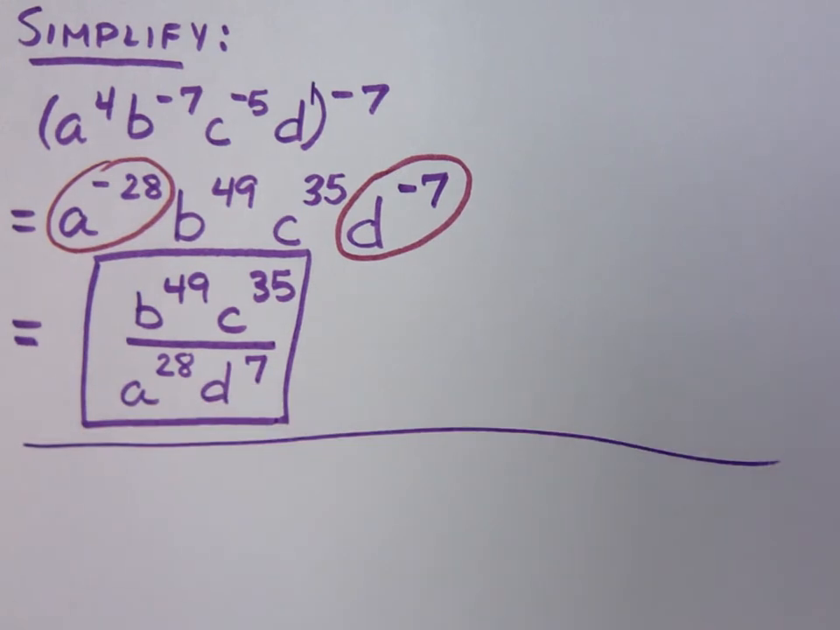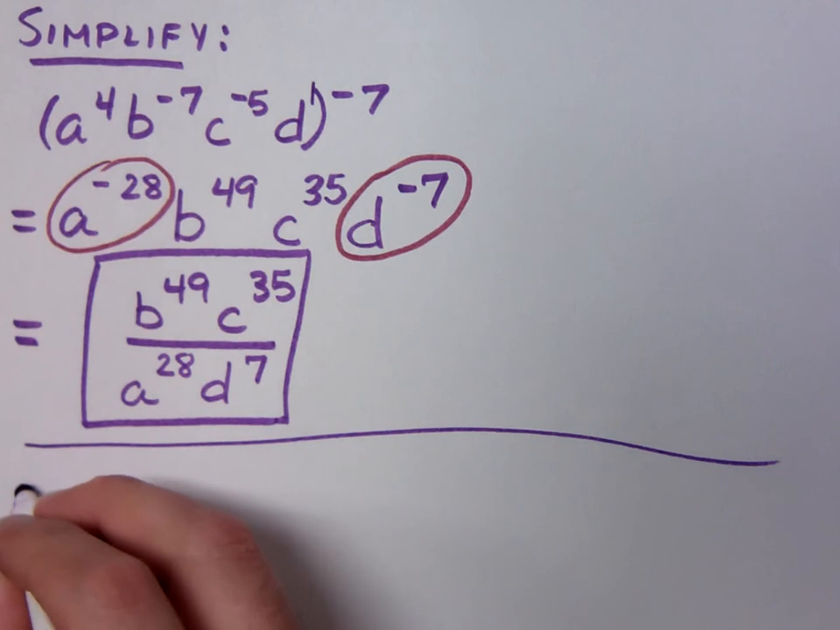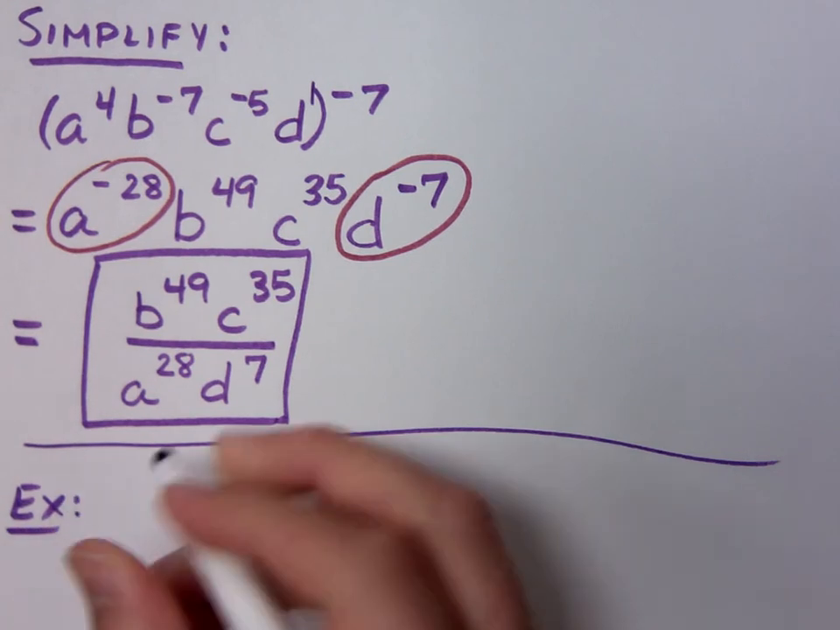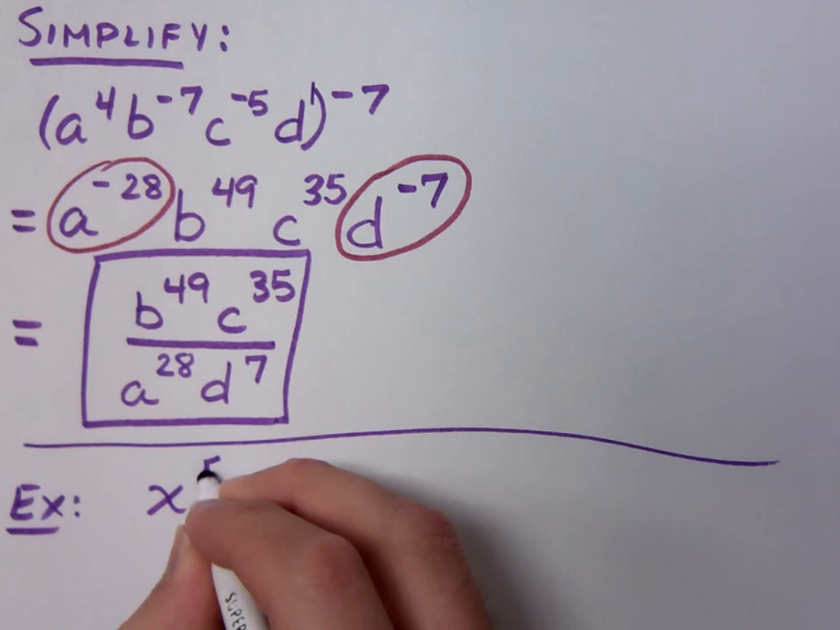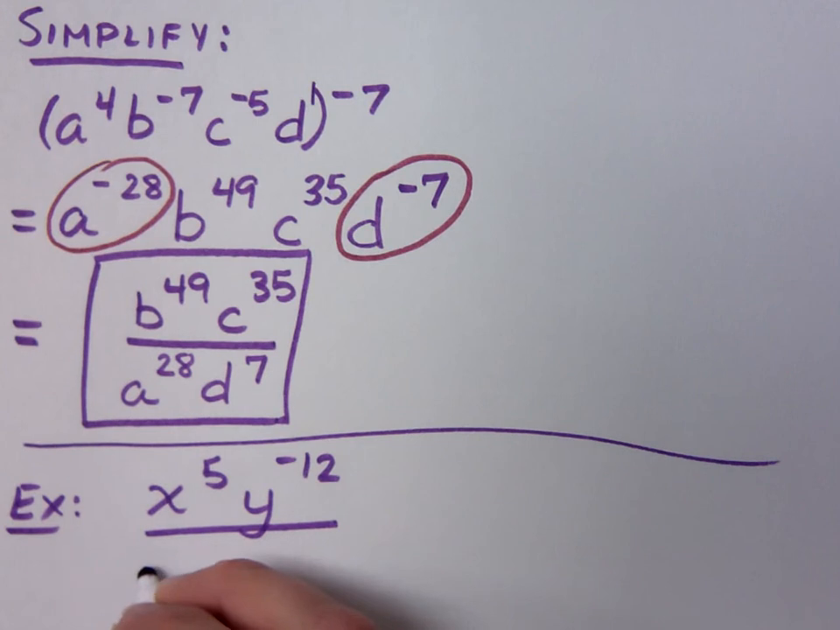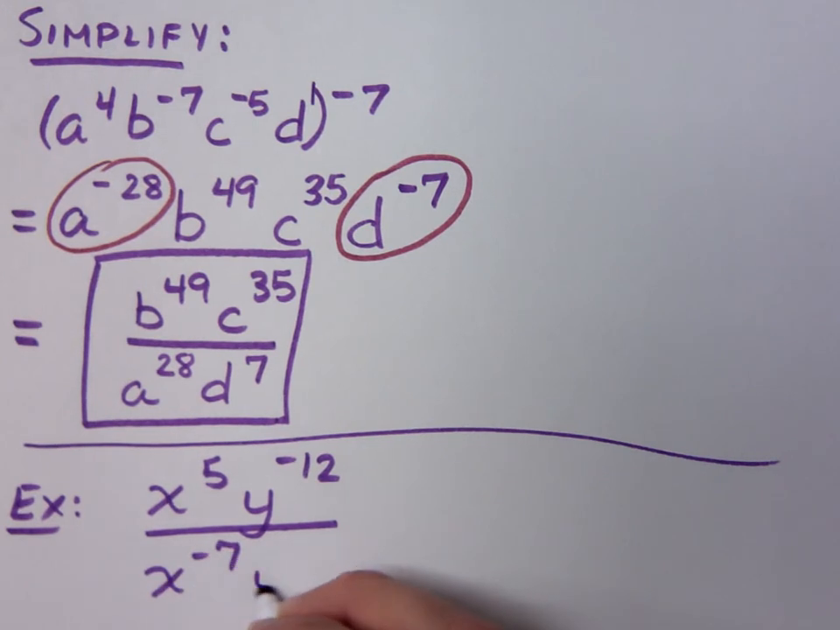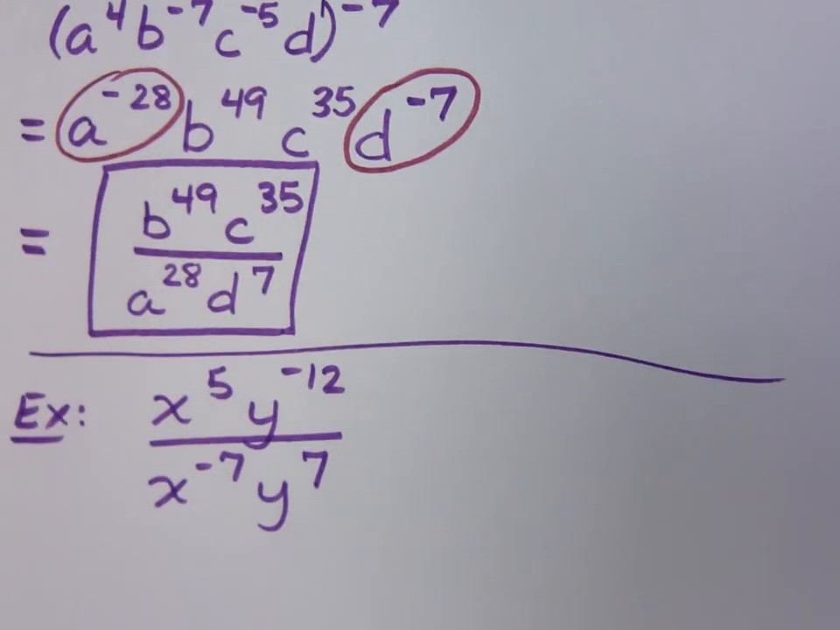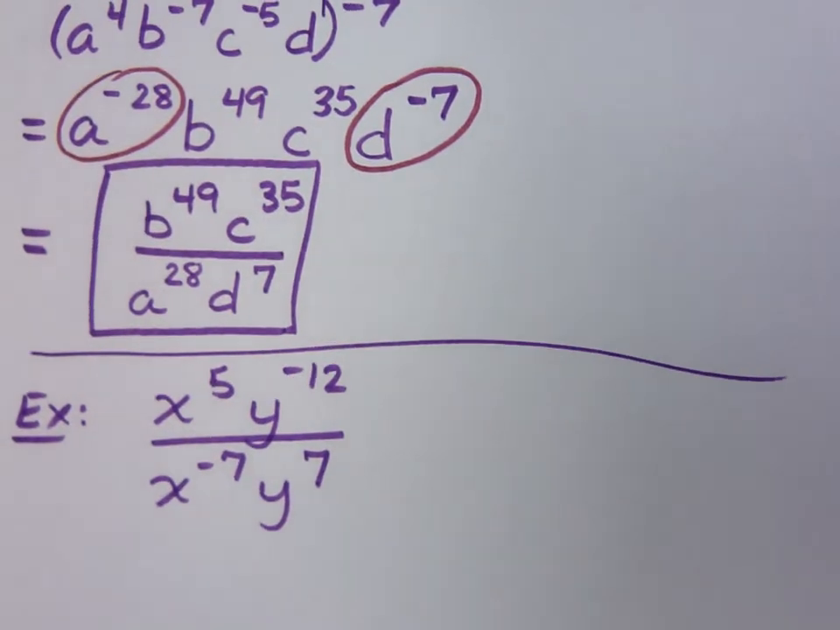Now you have to pay very close attention to your negative exponents because sometimes it looks like they're out of control. If I have x to the 5th, y to the negative 12th over x to the negative 7th, y to the 7th. See, when we were doing these problems before, we were trying to say, all right, where are more negative factors of x? Where are more negative factors of y? But I can't do that here because I've got some negative exponents, and that throws things off for me.